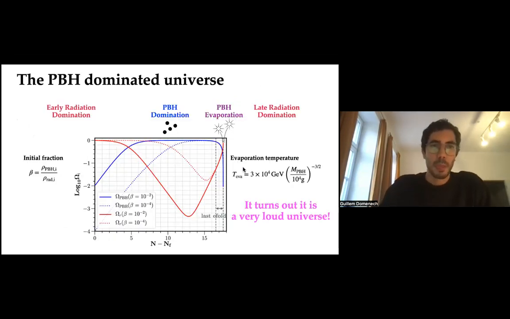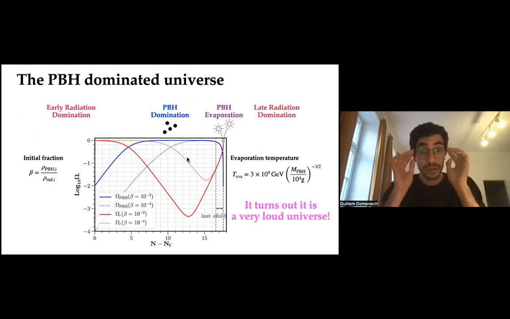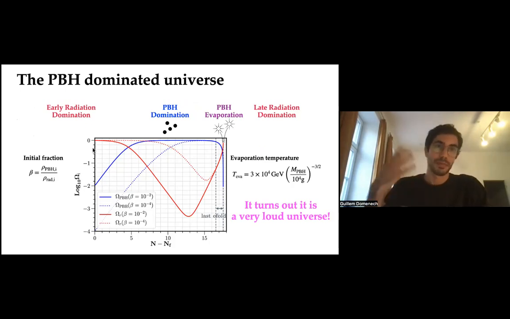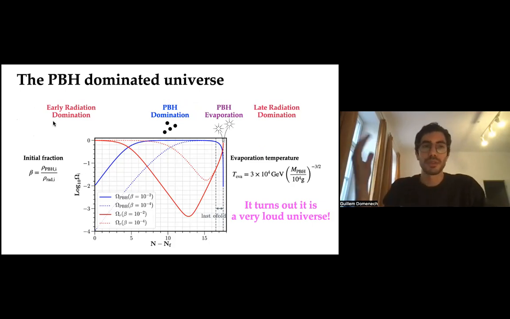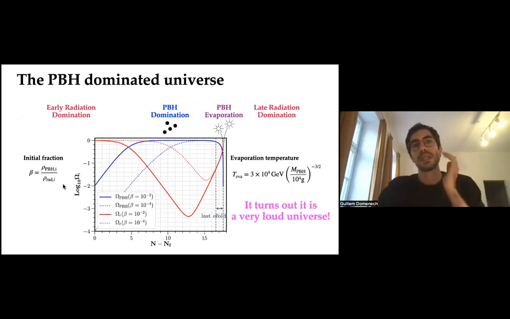So what is happening here? Let me try to show you with this plot what I have in mind. I will assume that after inflation, we get to some radiation dominated universe, and that for some reason, some primordial black holes are formed. They will be formed with some initial fraction called beta. And here I show the energy density ratio of the two fluids. I will assume it's only radiation and primordial black holes, with the number of e-folds.